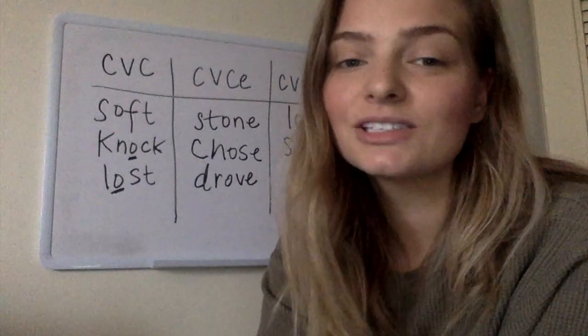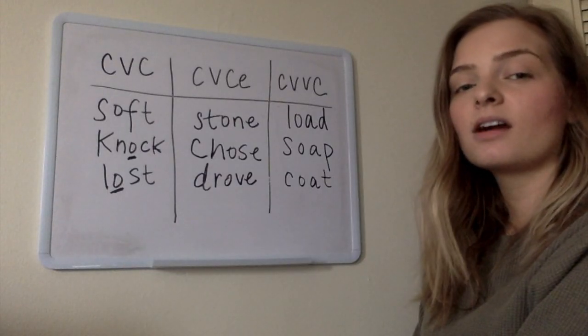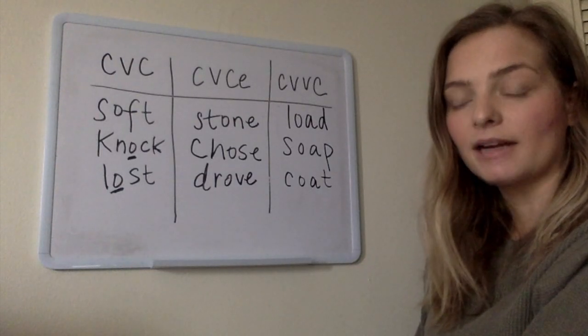So your last word, coat. Which column do you think that would go under? Got it, boys and girls. It does go under our CVVC spelling pattern column. Goes under that column because we notice our O and our A, our vowel team. And our O is our first vowel there, so it's going to do the talking. We hear it say its name, and we hear that long O vowel sound, coat.